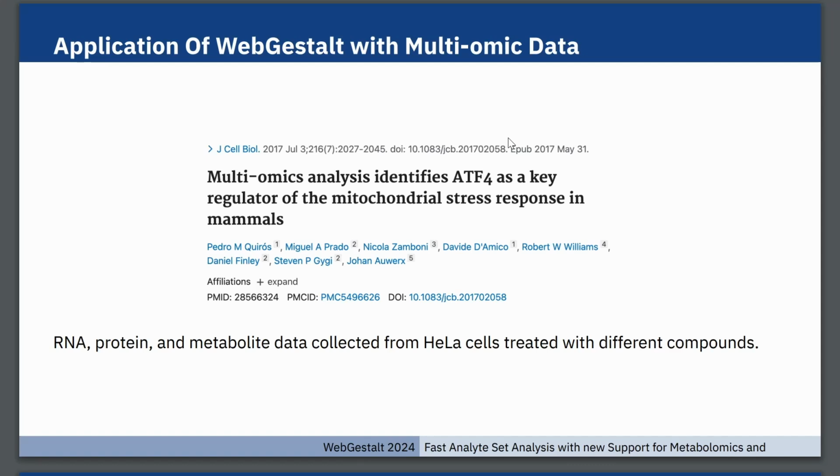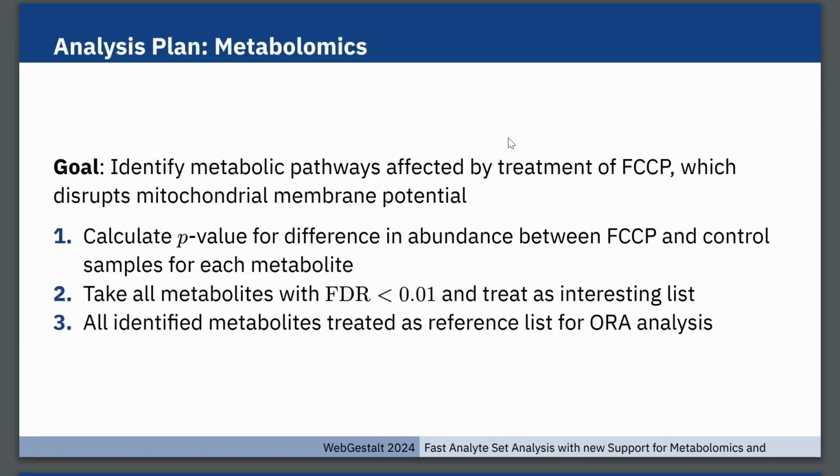The findings that we would like to see here are mitochondrial-related pathways. The idea is to see whether we can use metabolomics by itself to observe these mitochondrial pathways. In here, they treated these cells with FCCP, which is a drug that disrupts the mitochondrial membrane potential. So the idea is that you're probably going to be disrupting any mitochondrial-related pathway.